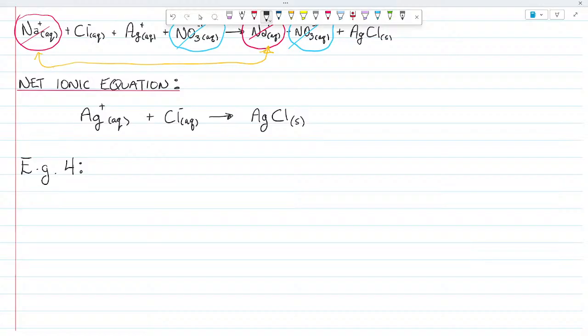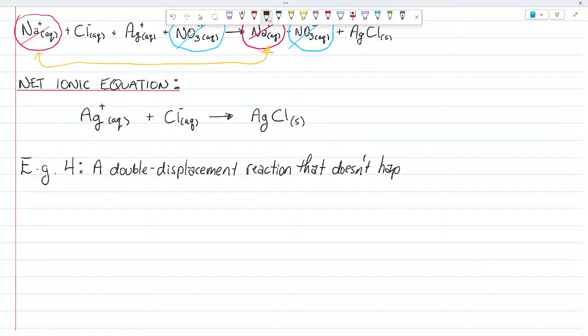So here we go. Example 4 will be a double displacement reaction that doesn't happen. It's a really long title, but that's okay. Because we've said that a reaction doesn't happen.